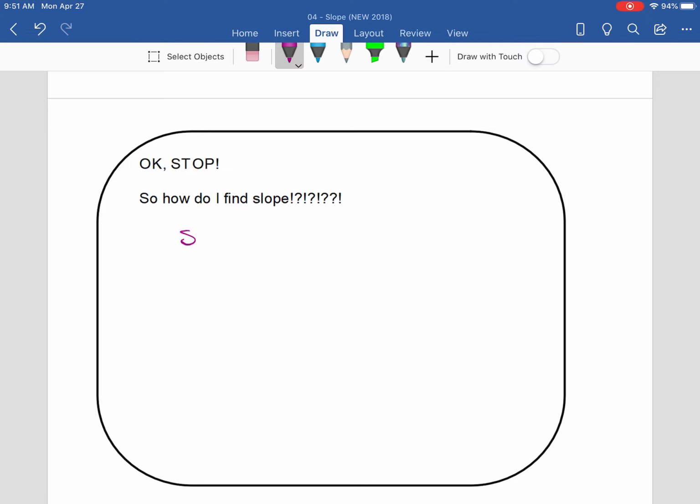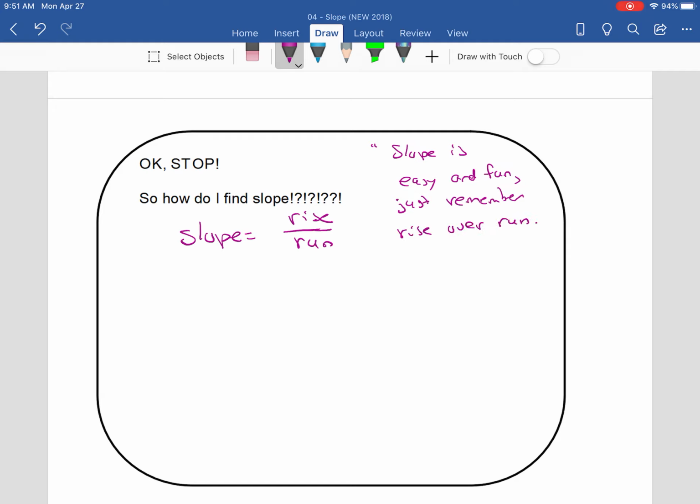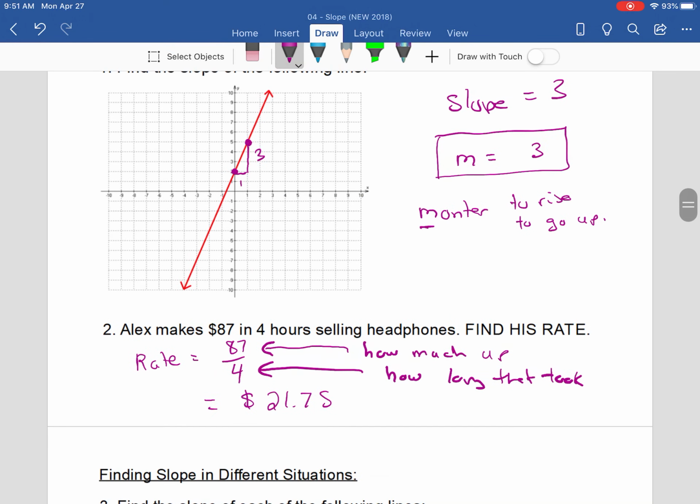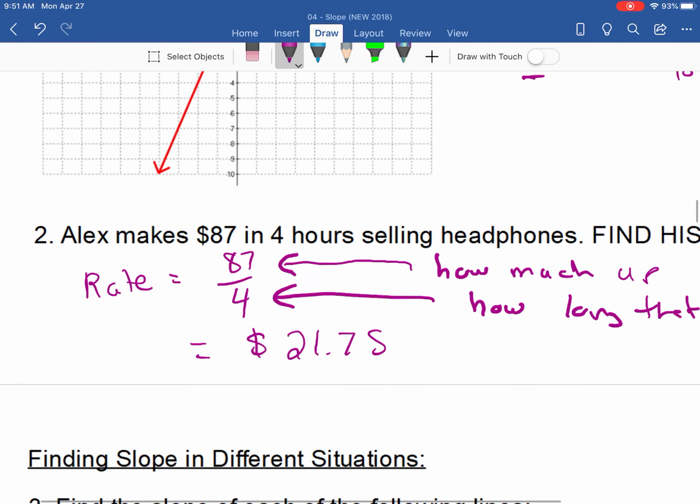Okay, as promised, to review. Okay, stop. How do I find slope? Most important part of the lesson. You definitely want to get this stuff carefully down. How do I find slope? Slope equals rise over run. There's an awesome poster in my classroom when I do this class in regular time, and it has this saying, and I'm going to write it here. Slope is easy and fun. Just remember, rise over run.